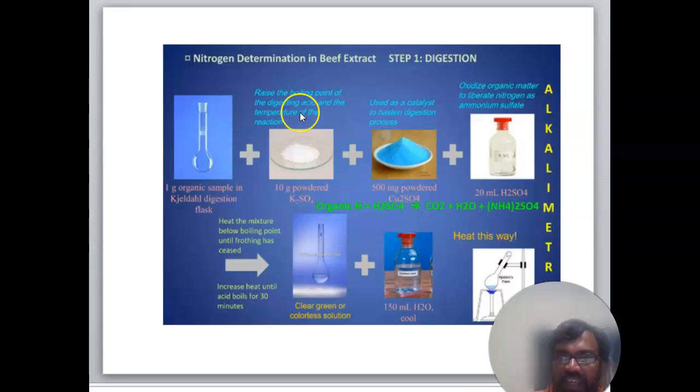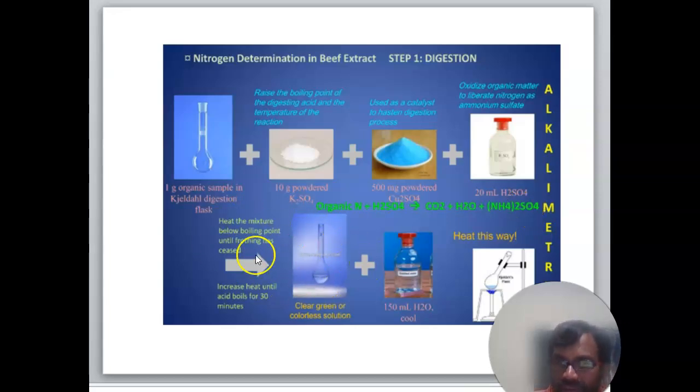You can see here, the first step is the digestion. What is digestion? You can see here, this is our sample. Then you add the powder, one catalyst, potassium sulfate, then copper sulfate, another catalyst. Both are catalysts, and you add the sulfuric acid, H2SO4. So this is the reaction mechanism.